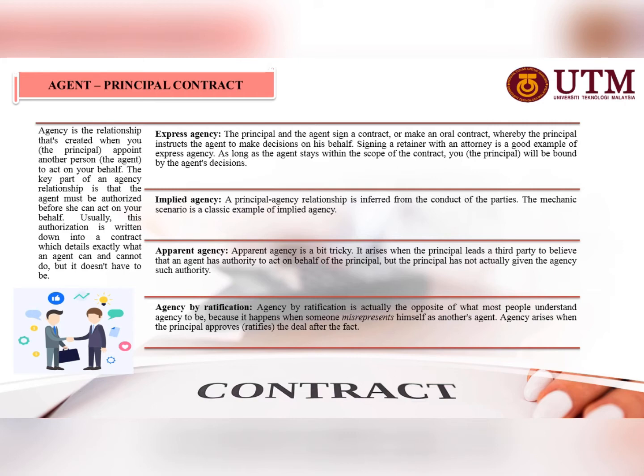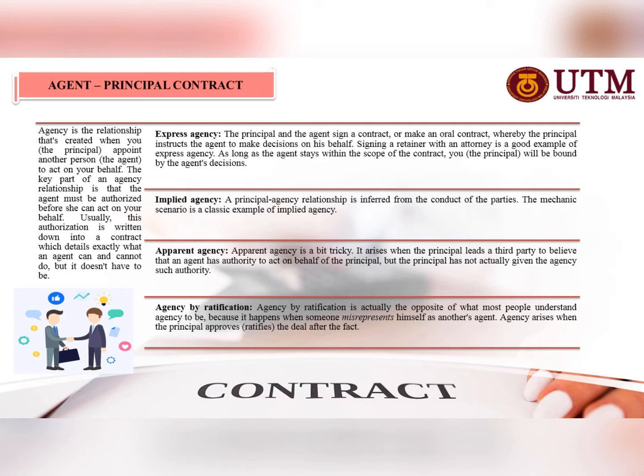Next, as for the implied agency, the principal-agency relationship is inferred from the conduct of the parties. The mechanic scenario is a classic example of this type of agency. As for the apparent agency, it's quite tricky. It only arises when the principal leads a third party to believe that an agent has authority to act on behalf of the principal, but the principal has not actually given the agent such authority. In this case, the principal makes the third party believe that the agent is part of the principal's work. Therefore, the third party will believe that any work will be done by the agent on behalf of the principal.